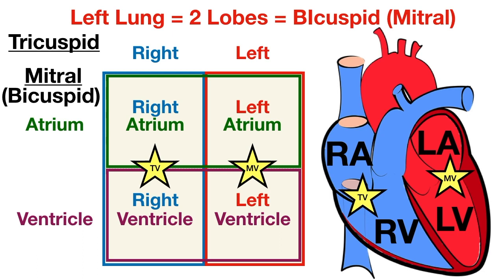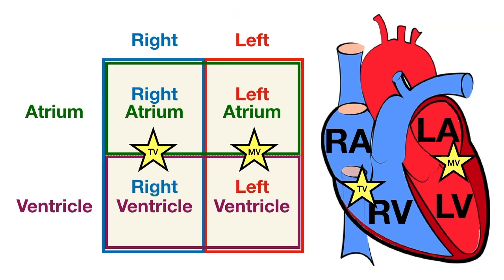So hopefully one of those 3 tricks will stick with you, and it will help you remember that the tricuspid valve is on the right and the mitral valve is on the left. Let's now move on to the final 2 valves.